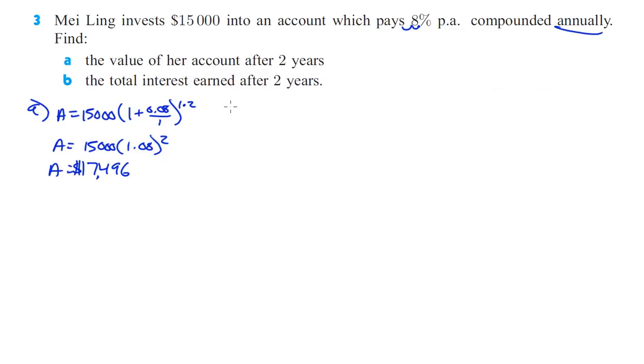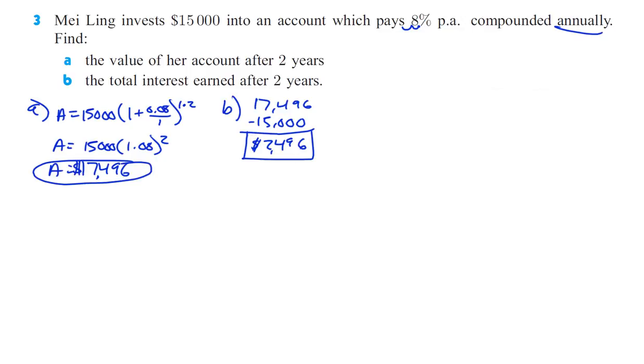So we just got to find what the difference of those two is. So B, we're simply going to take our ending amount, 17,496, and subtract off our initial investment, and we'll see how much they made. All right, so they ended up making $2,496 on their investment. Okay, moving on.